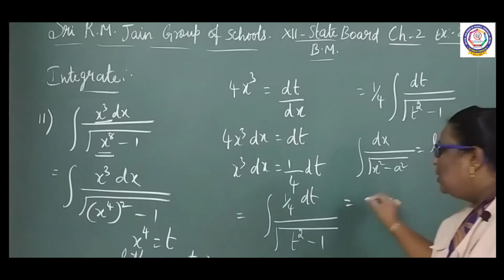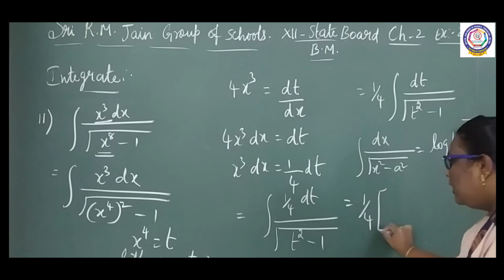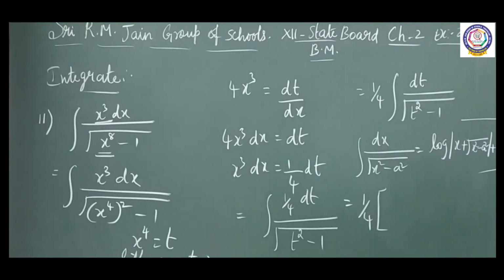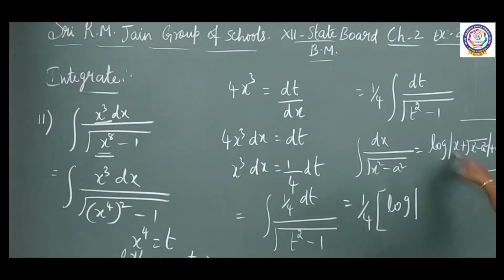So it gives 1 by 4 into 1 by 4 into log of modulus of x. In place of x, what is the value? T. T plus root of t square minus 1 plus c.